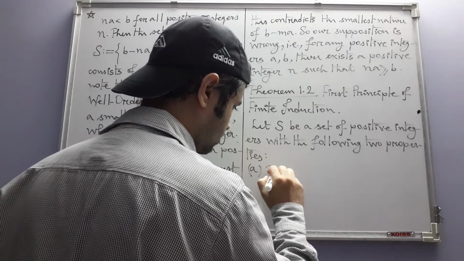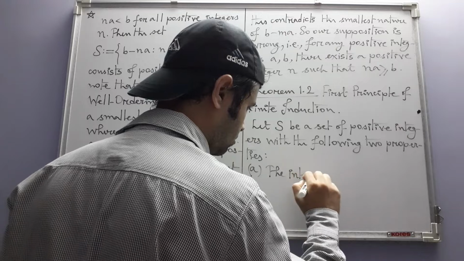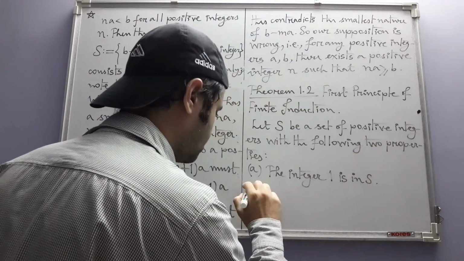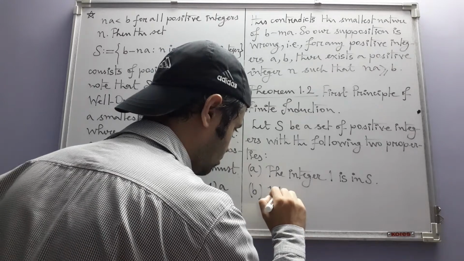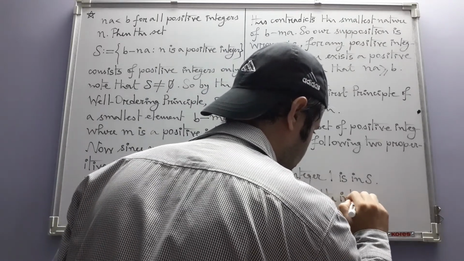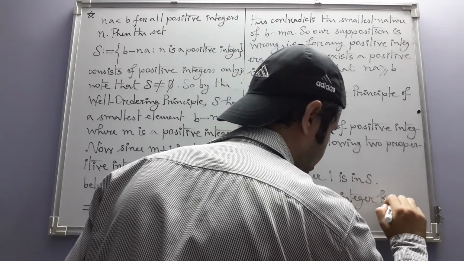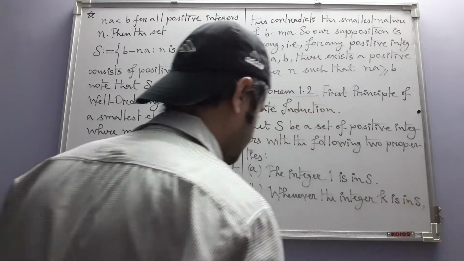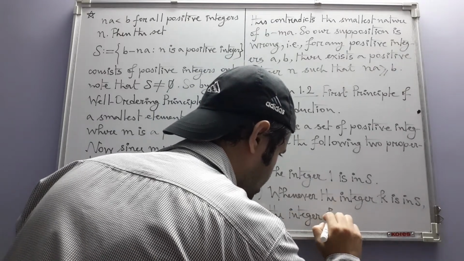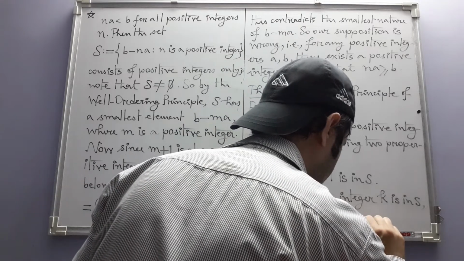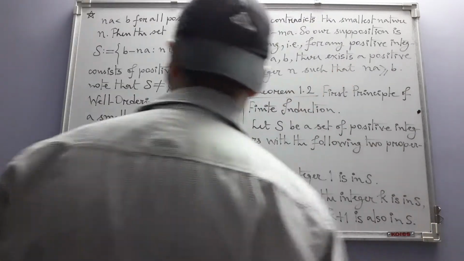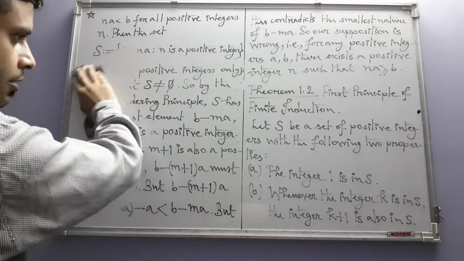A, the integer 1 is in S. B, whenever the integer k is in S, the integer k plus 1 is also in S. S has these two properties, and S is a set of positive integers.